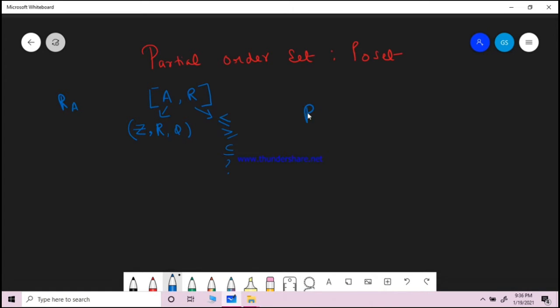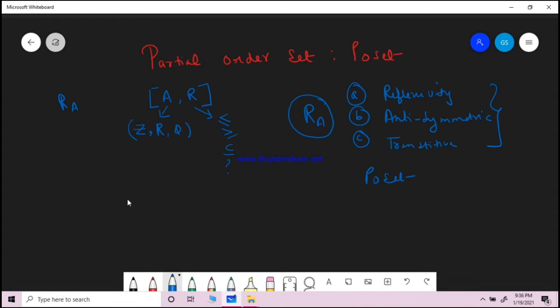Let's suppose you're having a relation R over a set A, and if it satisfies the following three properties, you can simply say that this is a poset. What are these properties? The first property is reflexivity, and the second property is antisymmetry, and the third one is the transitive property. So if any relation R over a set A satisfies these three properties, then you can simply say that this is a poset.